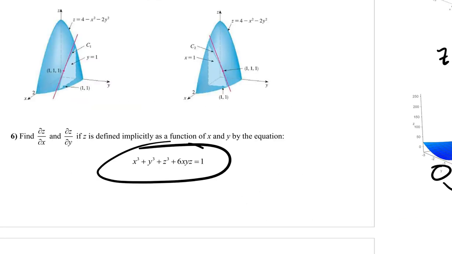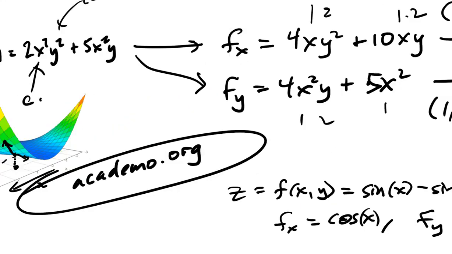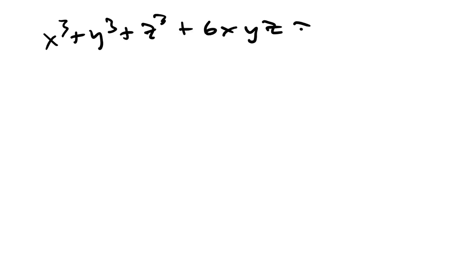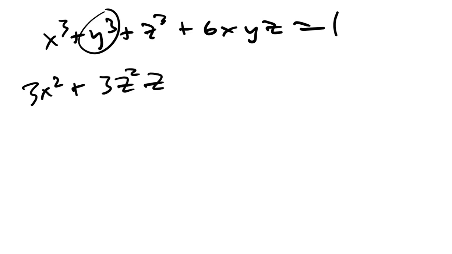Yeah, so let's look at this one here. It's x cubed plus y cubed plus z cubed plus 6xyz equals 1. So derivative with respect to x. We're going to do 3x squared plus, this is now 0. All right, so 3z squared partial of z with respect to x. I'm going to write it like that this time.